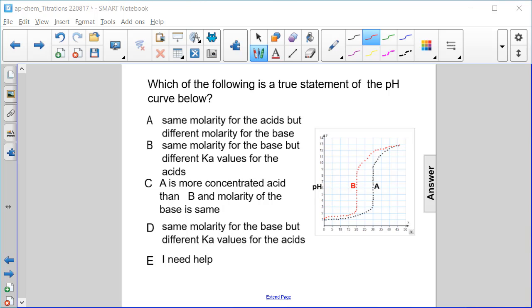Couple things to note. The equivalence point is at 7. So that means we have a strong acid being titrated by a strong base. Another thing to note is look at how many more milliliters of base have to be added to neutralize A than B.